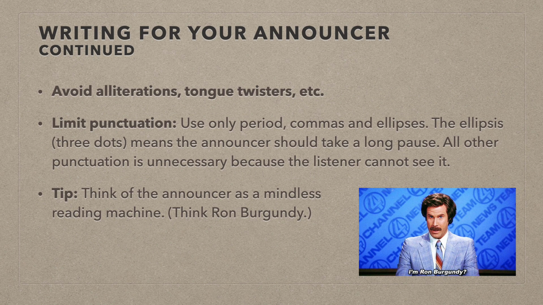As you might guess, announcers are not big fans of alliteration and tongue twisters and those sorts of things, so try to avoid those in your broadcast writing. Punctuation should be limited. Periods, comma, ellipses. Remember the three dots generally means that something's left out. For broadcast, though, it basically is telling your announcer to take a long pause. Other punctuation, you don't really need it because your listener cannot see it.